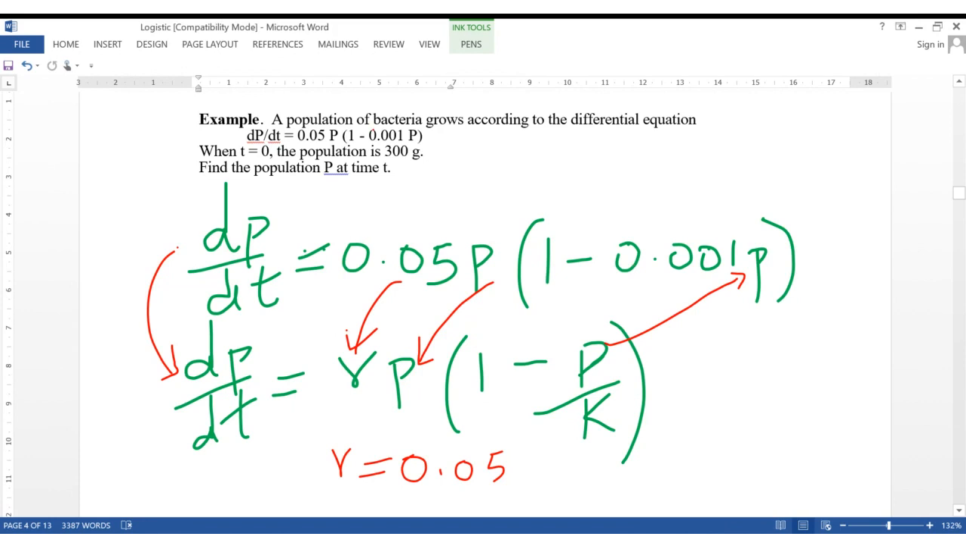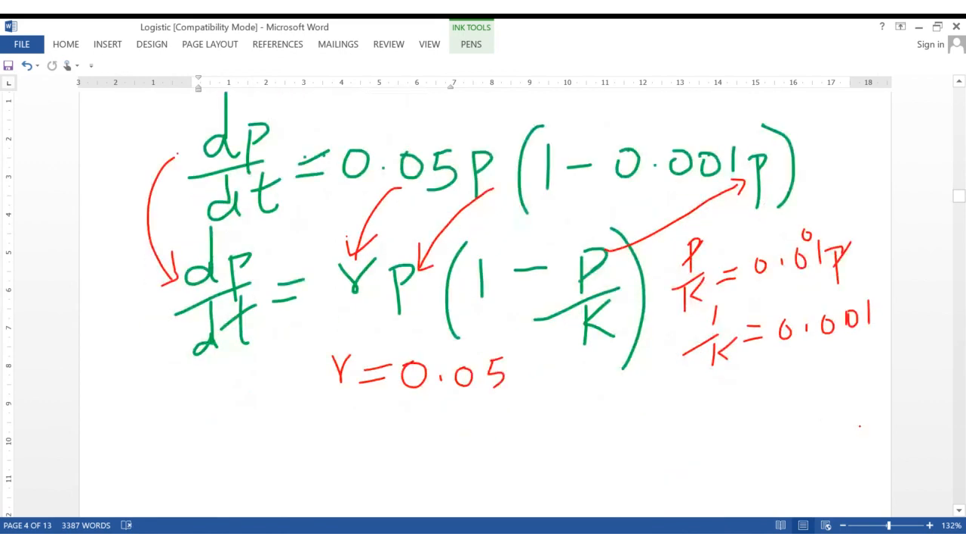P over K is the same as 0.01 P. So the P and the P, they are cancelling. You can see they are cancelling. So I'm getting 1 over K is equal to 0.01. So if I find the value of K, the only thing I can do is to get the reciprocal both sides. The reciprocal of 1 over K is K, and the reciprocal of this one is 1 all over 0.01, which you shall be able to get as what? 1,000. Easy as that. So K is equal to 1,000.